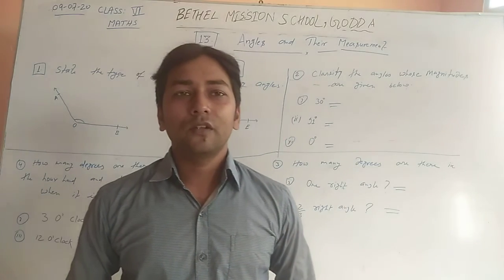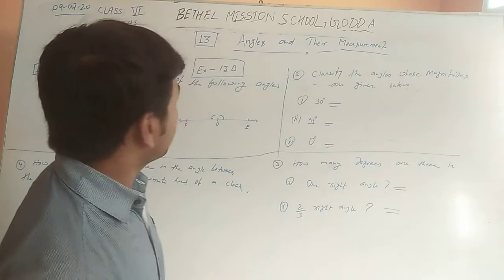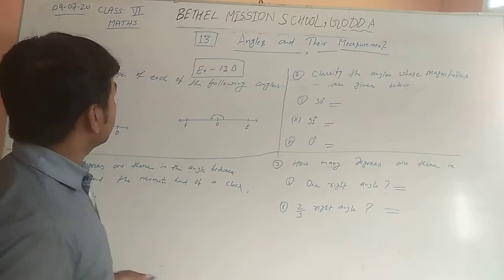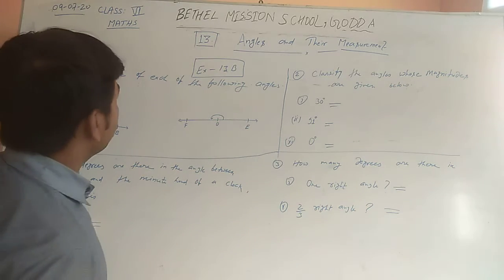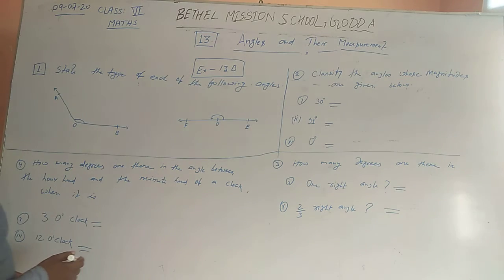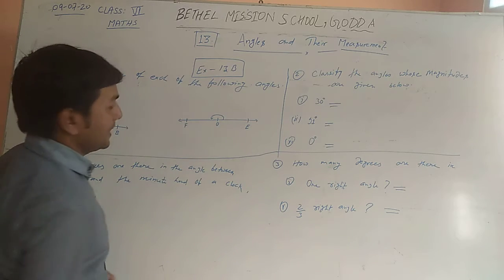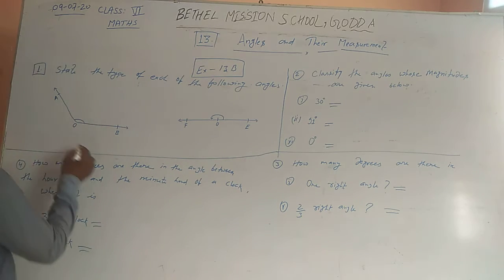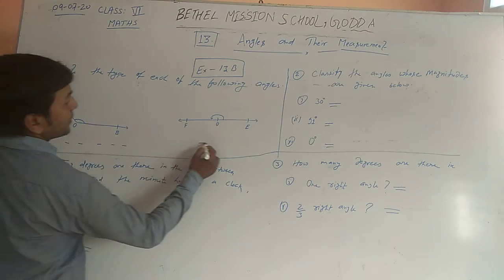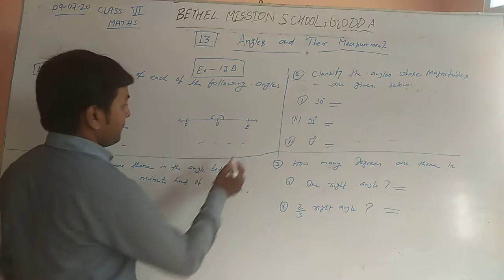Today I am going to solve exercise 13b of maths class 6. The first question says: state the type of each of the following angles. I have taken two figures, and you have to write the name.